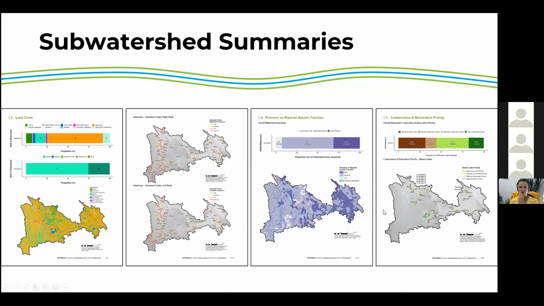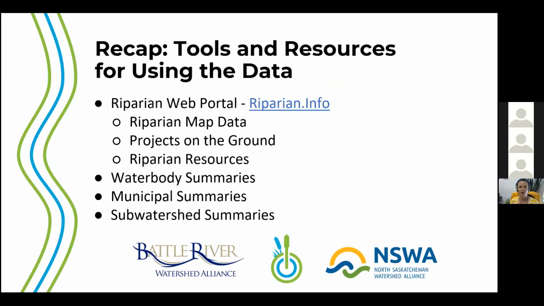And yes, so these are summary reports that have come directly from the report with Fiera, but we as well at NSWA have created a template to share this information in a way that we think our stakeholders would want to see it. So just recapping on those tools and resources, we've got the Riparian web portal. It has those different functions, providing the map data, showcasing projects on the ground, showcasing riparian resources, as well as a water body summary, a municipal summary, and a watershed summary. So that's the suite of resources that we have, communication products that we've created from this project.